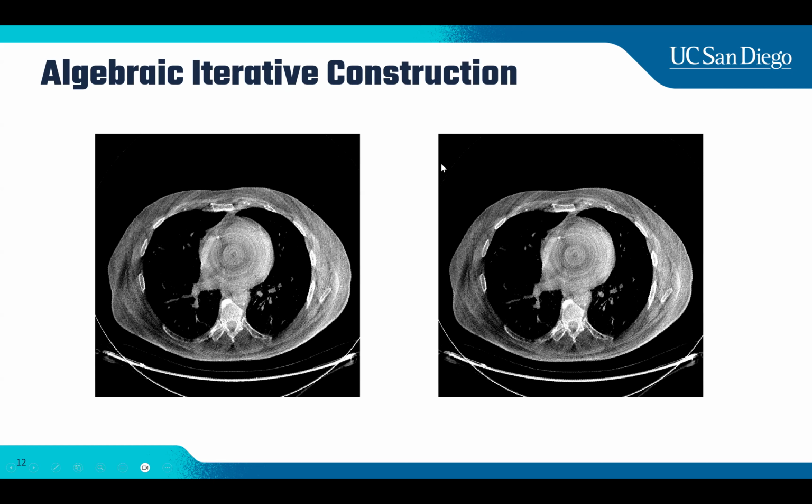I implemented the algebraic iterative reconstruction too, and I put the two over here. I don't think anybody can tell the difference though. They just look identical to me. So I guess no matter what reconstruction you use, your data actually matters more. If you get really crappy data, no matter how advanced your reconstruction is, it's not going to be helpful. Here the left one is the iterative reconstruction, and the right is the filtered back projection.